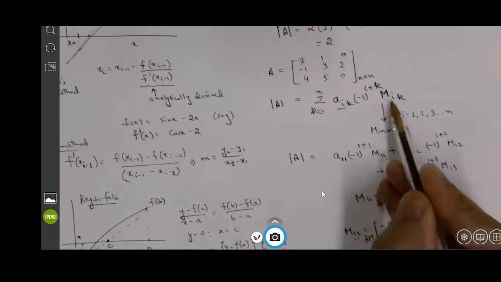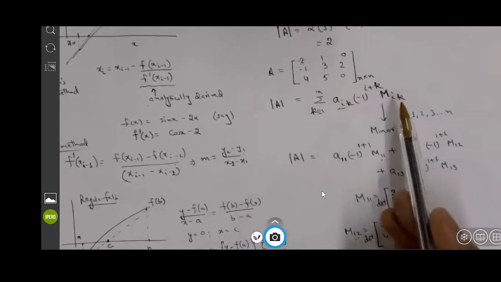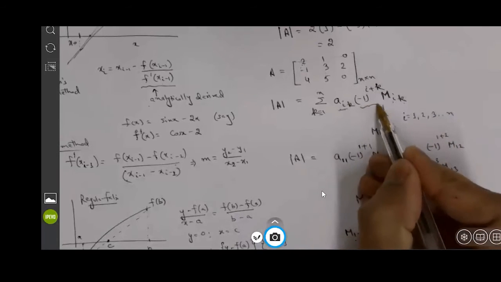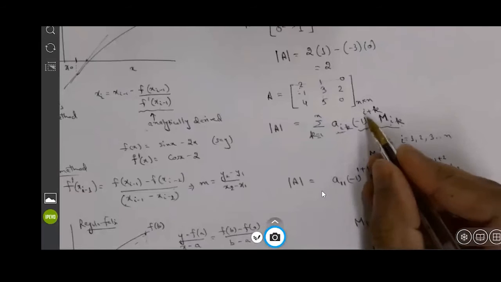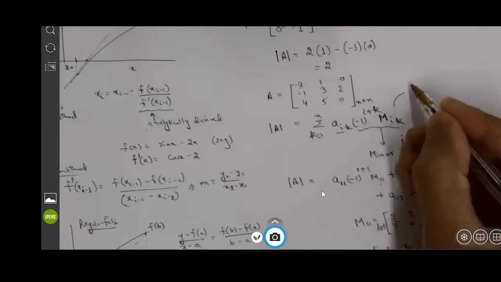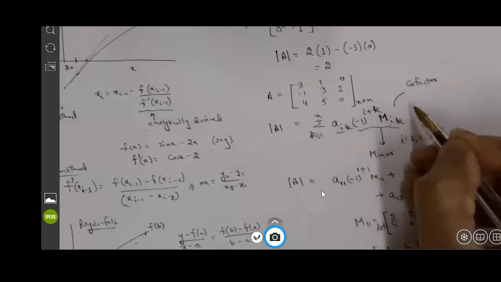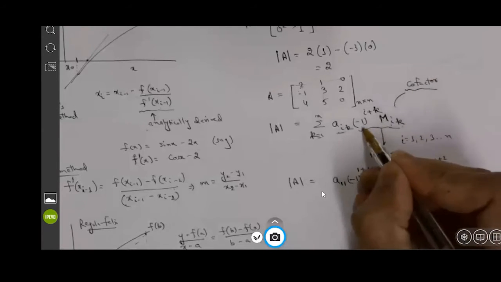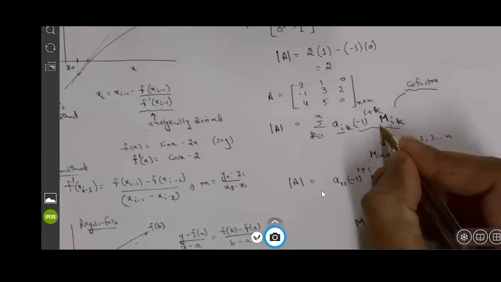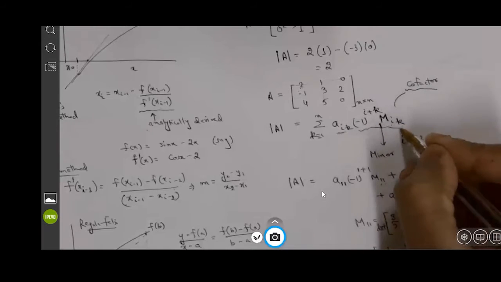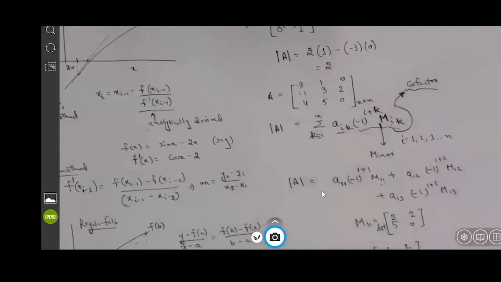I just said that this is a minor. Minor is basically the determinant of the matrix obtained by eliminating the ith row and kth column. Now, the combination of this is called the cofactor. Specifically, this term (-1) raised to power i plus k times the minor is your cofactor of AIK, the element corresponding to AIK. Actually, the minor is only this much, and the cofactor is the whole of this.